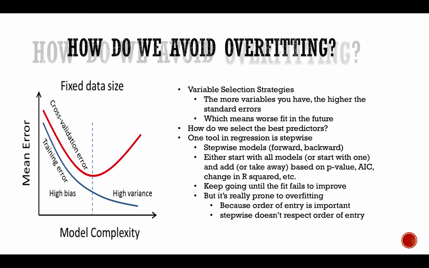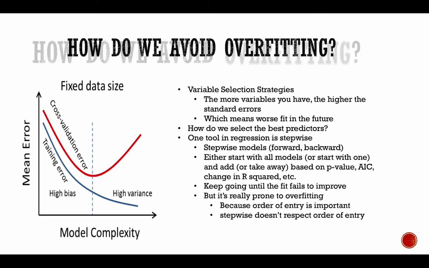So one way we can do it is variable selection strategies. The idea is the more variables you have, the higher the standard errors. And the higher the standard errors, that means the model's more uncertain about what it's going to predict. And so that means it's going to be a worse fit in the future. So one of the goals of regression is to identify the smallest number of predictors possible to predict. You understand what I'm saying?